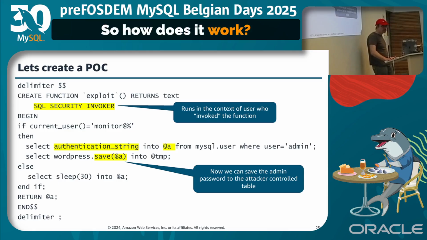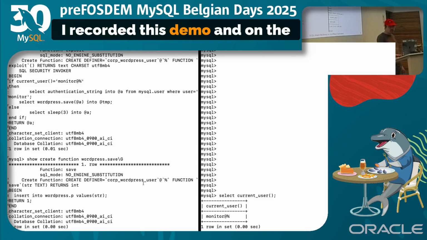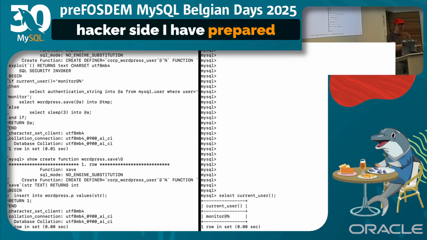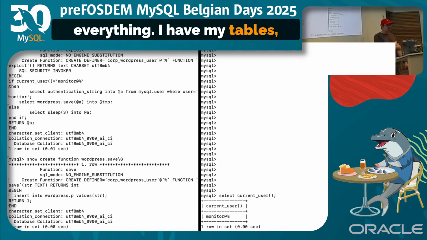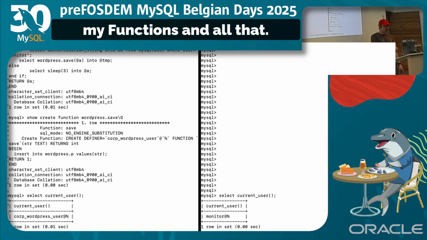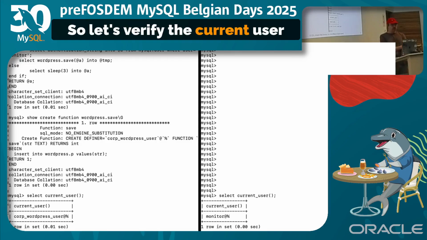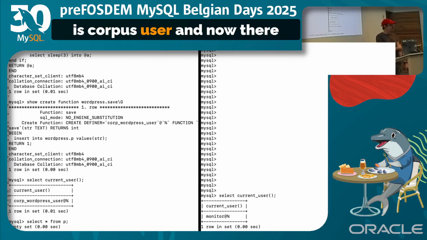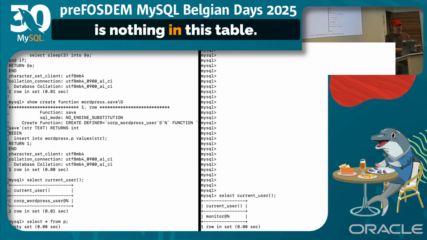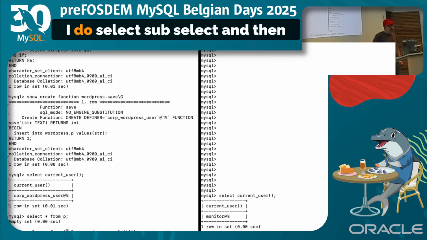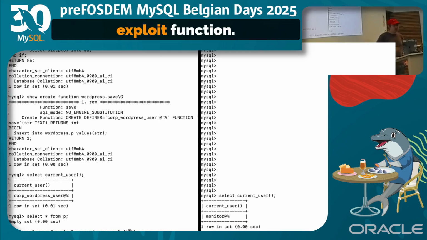So how does it work? I recorded this demo, and on the hacker side, I have prepared everything. I have my tables, my functions, and all that proof of concept. So let's verify the current user is the core WordPress user. And now there is nothing in this table. And now I execute my poisoned query. I do select, subselect, and then I call the WordPress.exploit function.